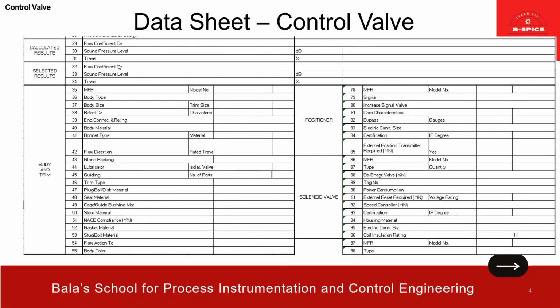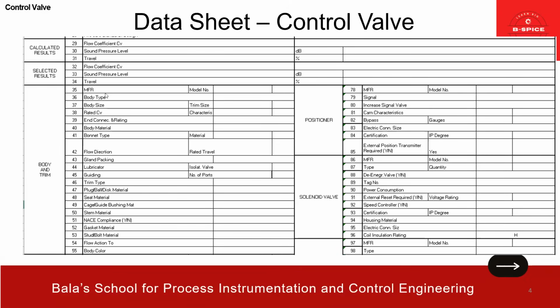As I highlighted earlier in the beginning, there are the calculated results and also the selected results. Both parameters are the same, but the only difference is that this is what we are going to input when we do the preliminary design. Subsequently, after the vendor does the calculation, we will get all those data and fill in here. Friends, I hope it is clear. Then we move on to the body and trim.